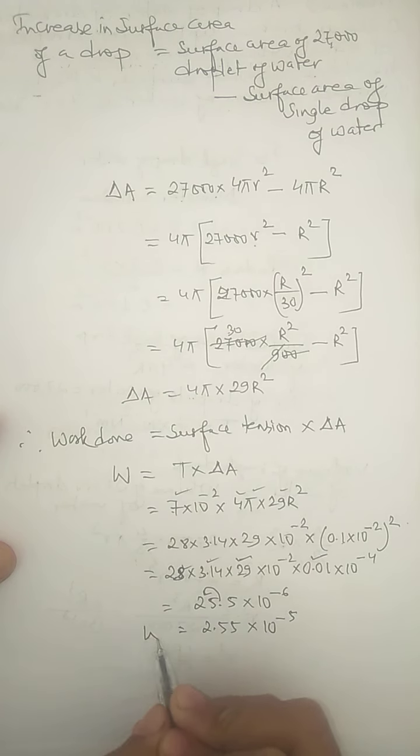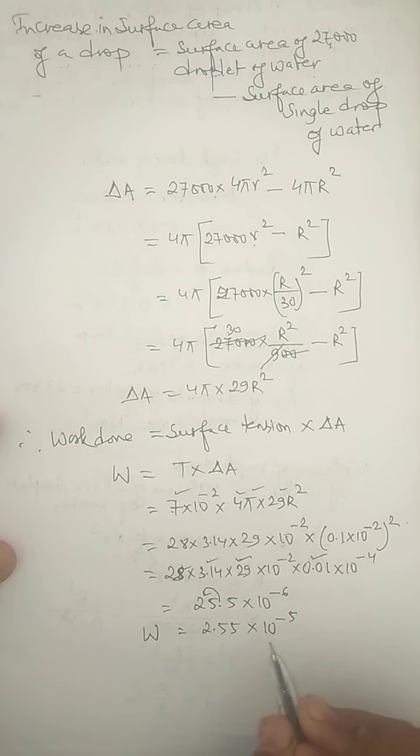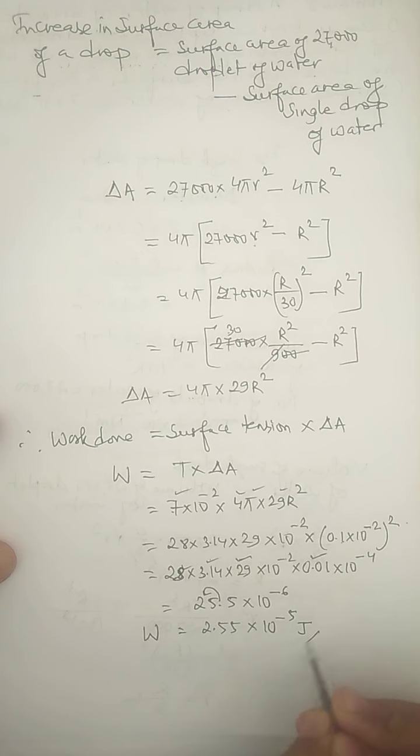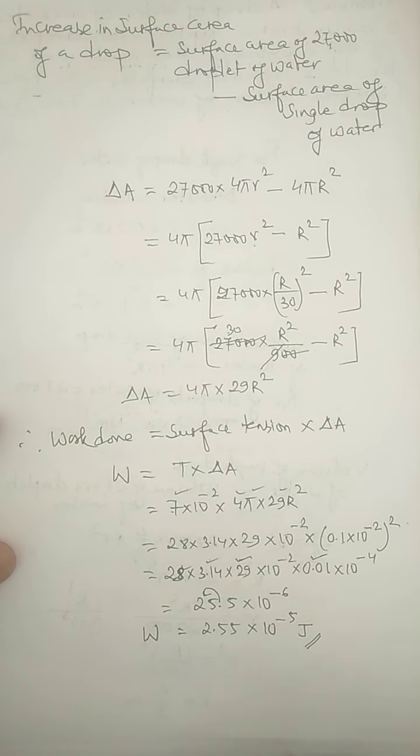So finally your work done is how much? 2.55 into 10 to the minus 5. And what is the unit? Joule. So the work required to break that single drop of water into 27,000 droplets of water is 2.55 into 10 to the minus 5 joule. So this is the explanation of problem number 2. Now we will do 2 more numerical problems, and that we will learn in the next YouTube video.